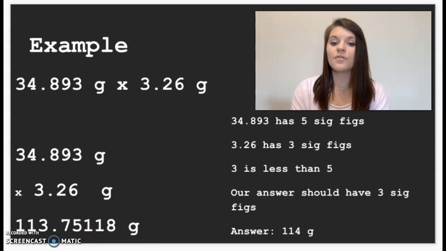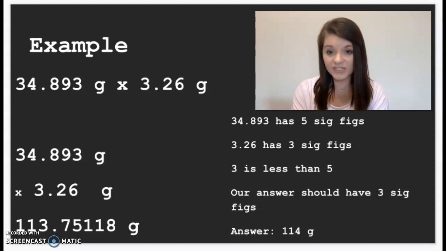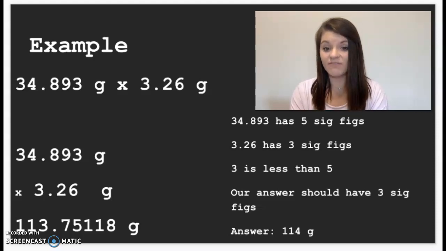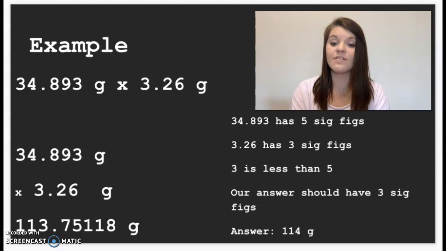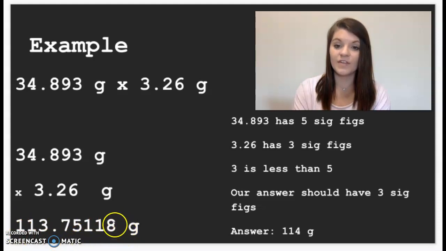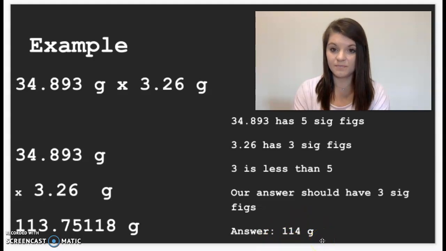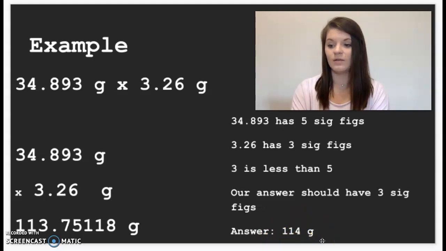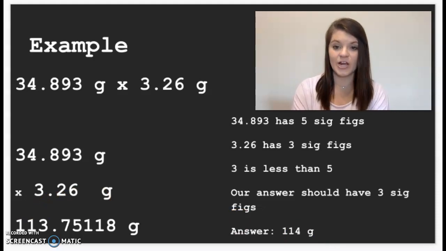Okay, so 34.893 has 5 sig figs, and 3.26 has 3 sig figs. 3 is less than 5, so our answer should have 3 significant figures. So I need to round the answer that I got on my calculator to 3 significant figures, which gives me 114 grams. Okay, and this goes for dividing as well. Okay, I think that's pretty easy compared to the adding and subtracting.